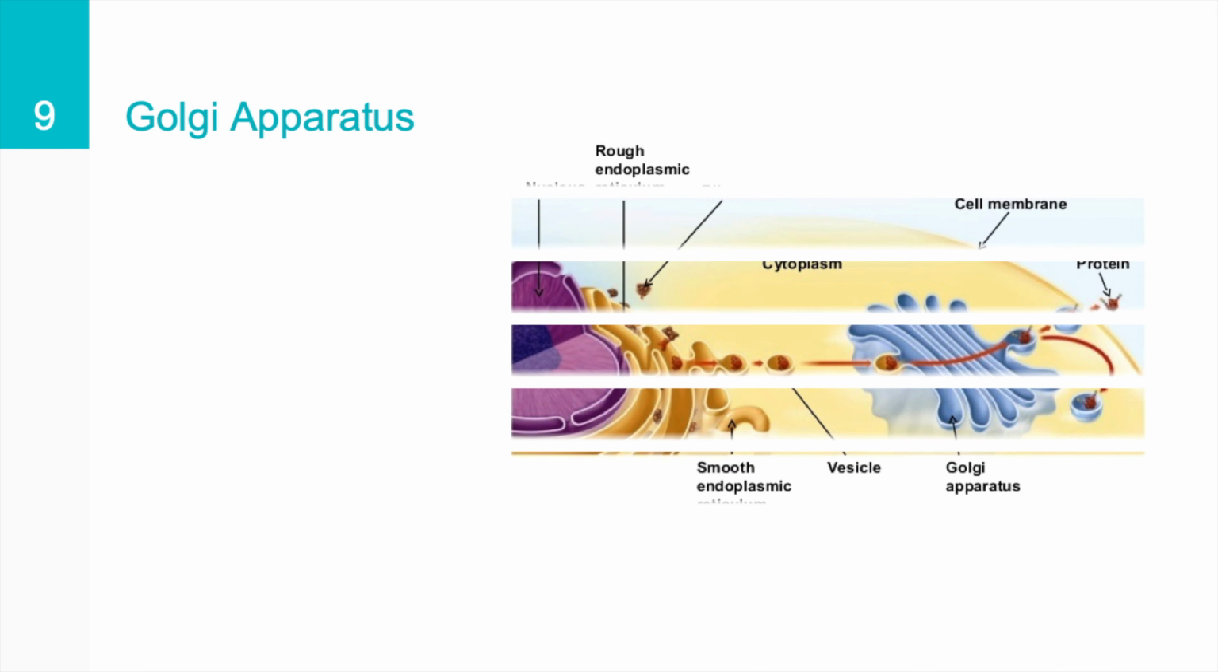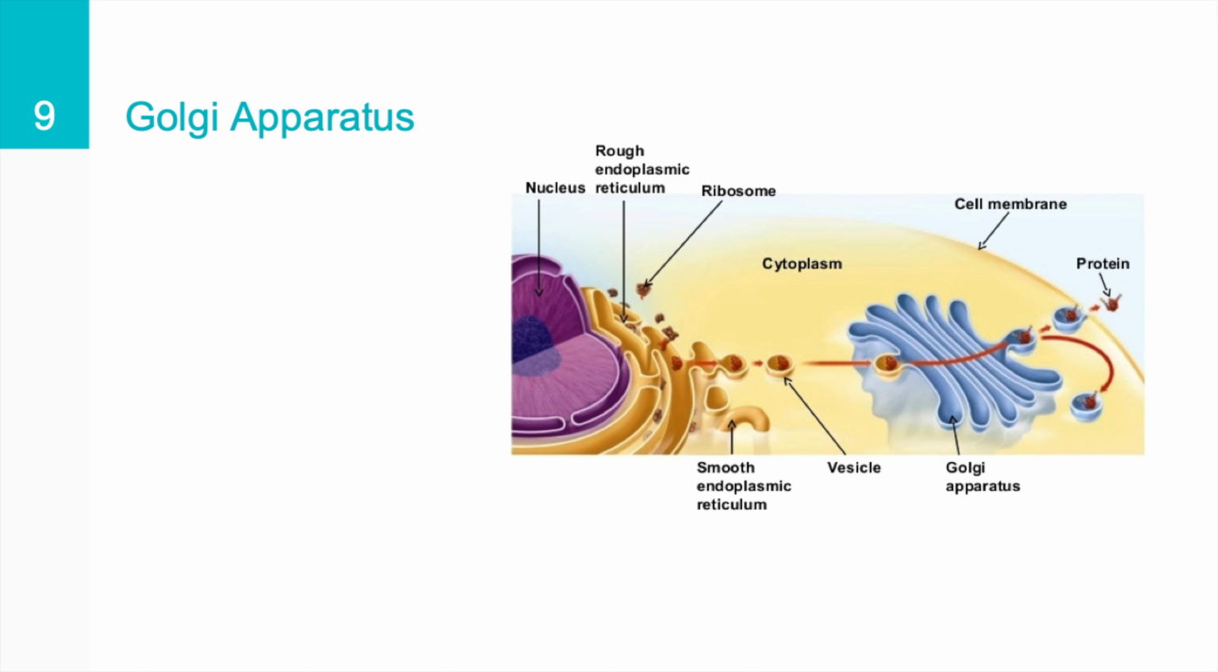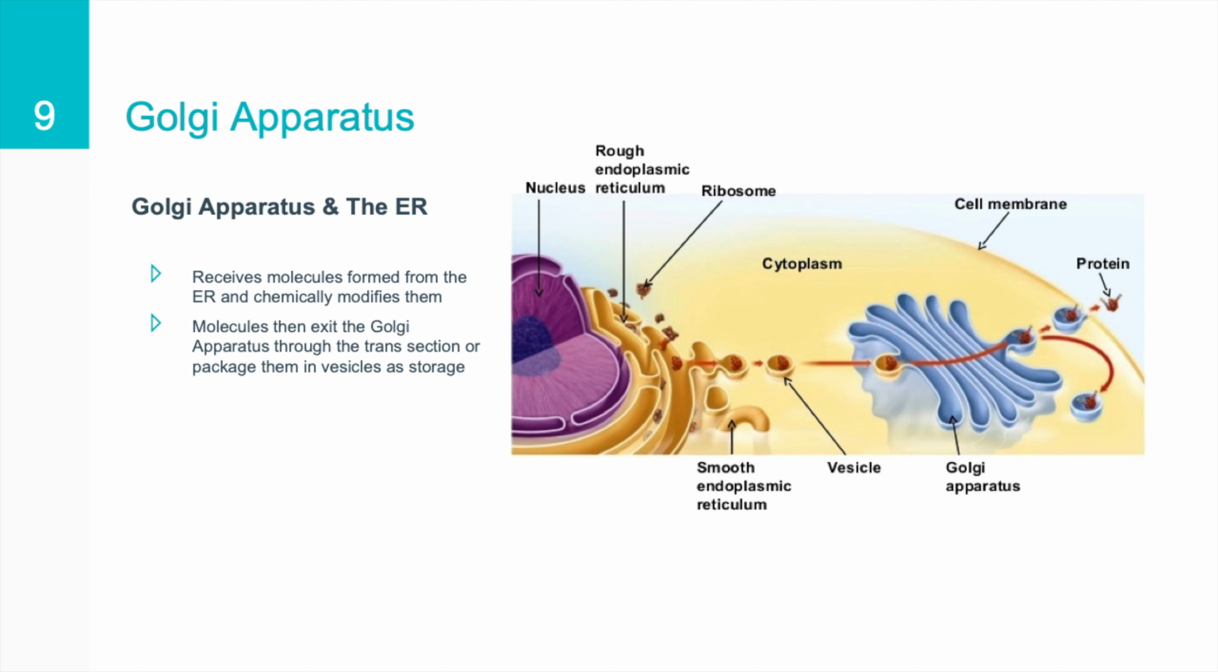The Golgi complex works very closely with the endoplasmic reticulum. It receives proteins from there and chemically modifies them. Proteins, carbohydrates, phospholipids, and other molecules formed in the endoplasmic reticulum are transported to the Golgi apparatus to be chemically modified during their transition from the cis to the trans poles of the Golgi apparatus.